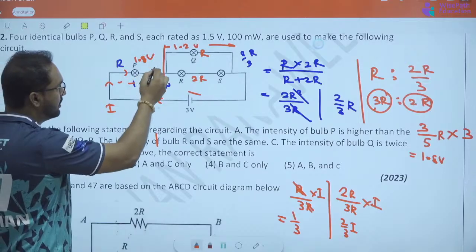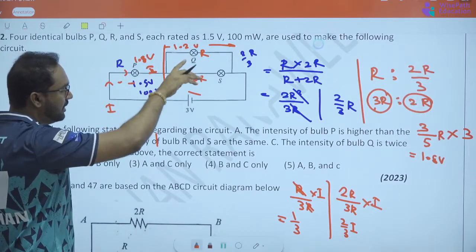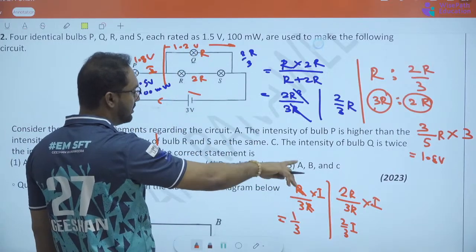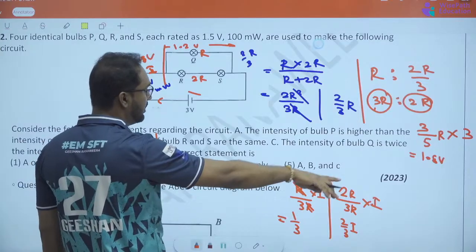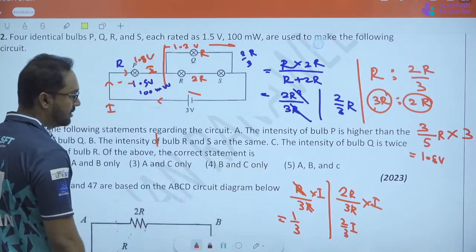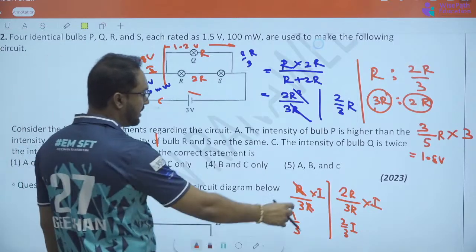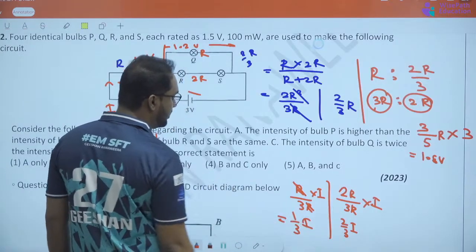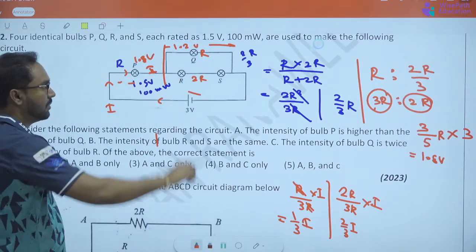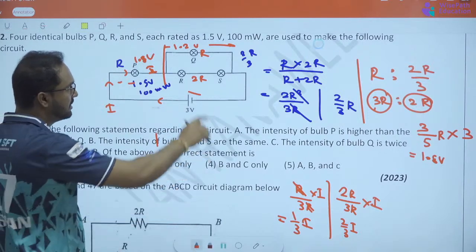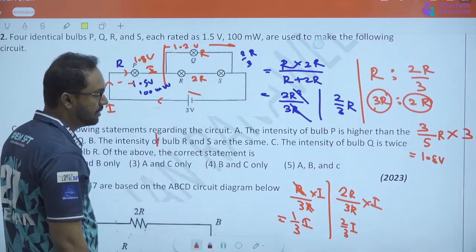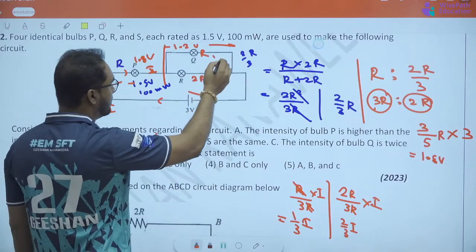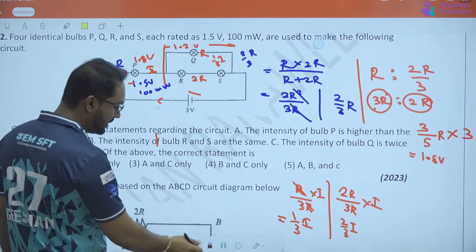Now the I is coming to here, and it's going to divide, and this is how it divides. The total is 3R. Out of 3R, there's an R over 3R fraction and a 2R over 3R fraction. So 1/3 of the current moves one side, 2/3 of the current moves the other side. The more the resistance, the lower the current, which means through R the lowest current should move, which is 1/3 of I.